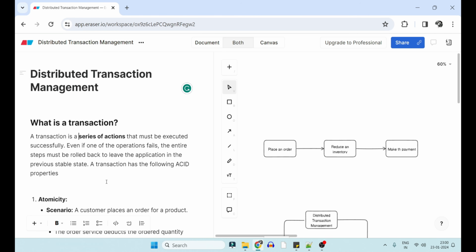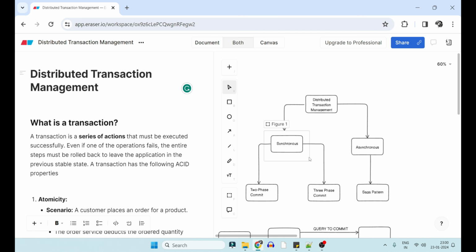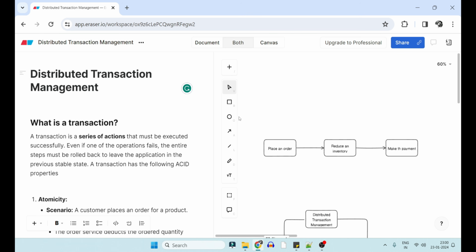In this video, we are going to look into distributed transaction management and the ways to manage distributed transactions, be it synchronous or asynchronous. From synchronous, it's 2PC and 3PC, and asynchronous we have already covered, that is the Saga design pattern. Now, let's start and see 2PC first.